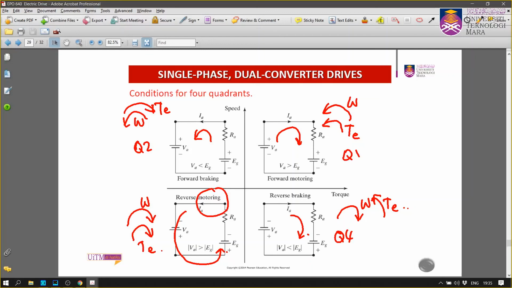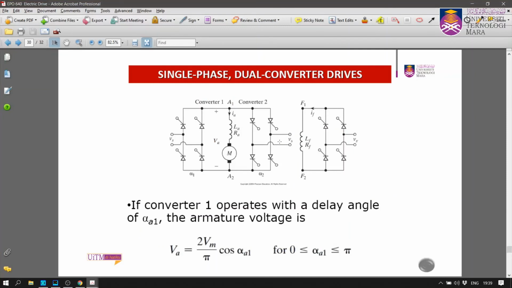4-quadrant operation here. Okay, so if converter 1 operates with a delay angle of alpha 1, the armature voltage is VA equals 2 V peak over pi cos alpha 1. So again, for alpha 1 from 0 to pi/2, we have a positive VA. If you operate alpha beyond pi/2, VA becomes negative. Okay? So that is how converter 1 operates.